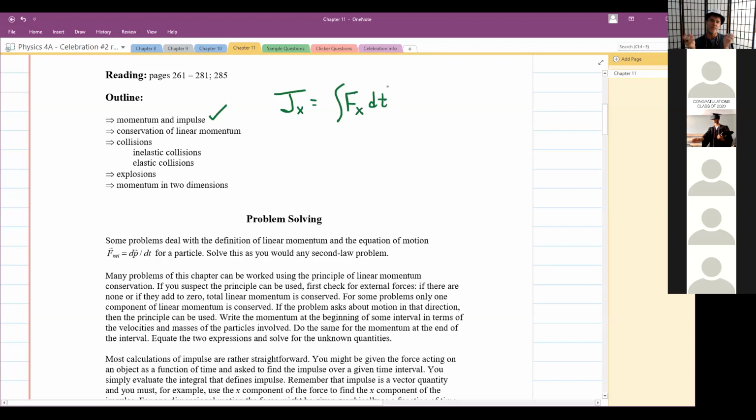Keep in mind, work is the integral of f dx. Impulse is the integral of f dt. So this is from some initial time to some final time, which is also equal to the average force times delta t. The impulse on an object equals the change in momentum of the object, which if we're talking about the x would be the final momentum in the x minus the initial momentum in the x. If you were given a curve of force versus time, the impulse is also the area under the curve.